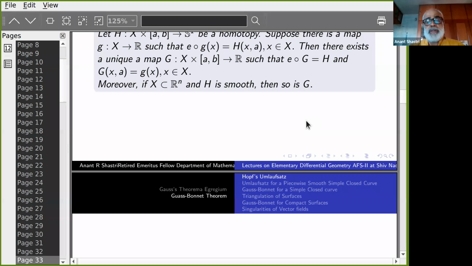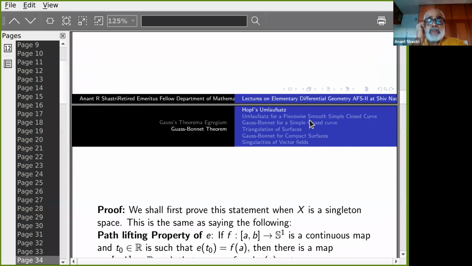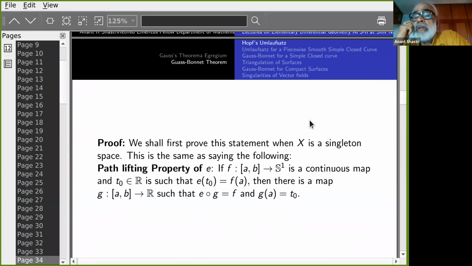All right. Let us proceed. We shall first prove the statement for the simplest case when X is a singleton. When X is a singleton, X cross [a, b] is what? It is just [a, b] itself, I mean homeomorphic to [a, b]. A singleton point in the first coordinate, the second coordinate varies over an interval. So it is just an interval, right?